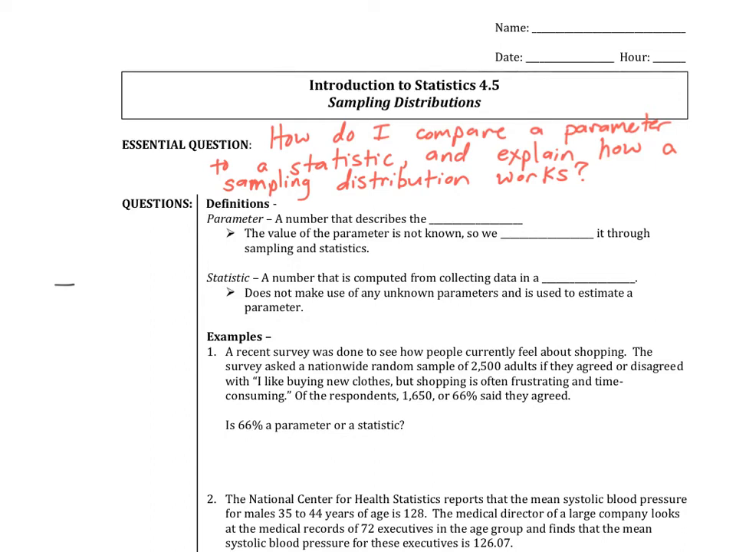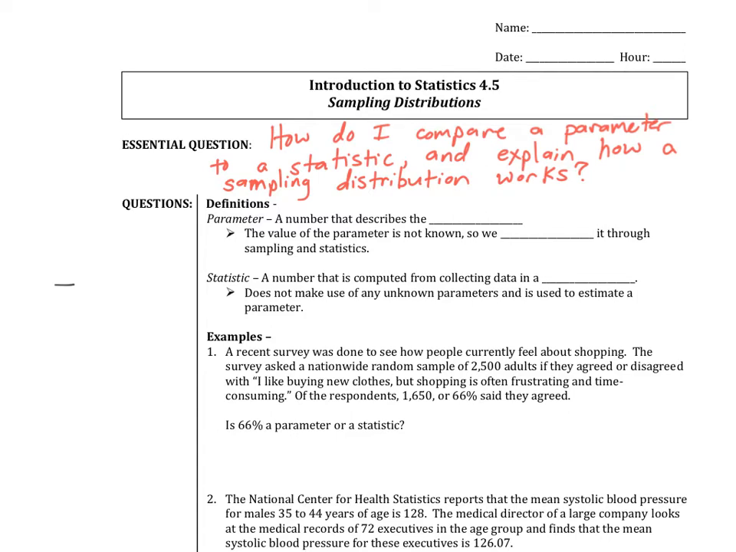All right, section 4.5, we get into what sampling distributions are and how they differ from a population. So the essential question is, how do I compare a parameter to a statistic and explain how a sampling distribution works? Okay, so we're starting with some definitions.